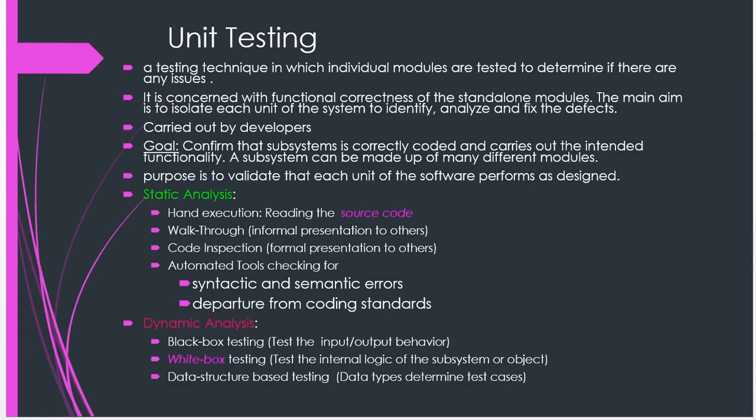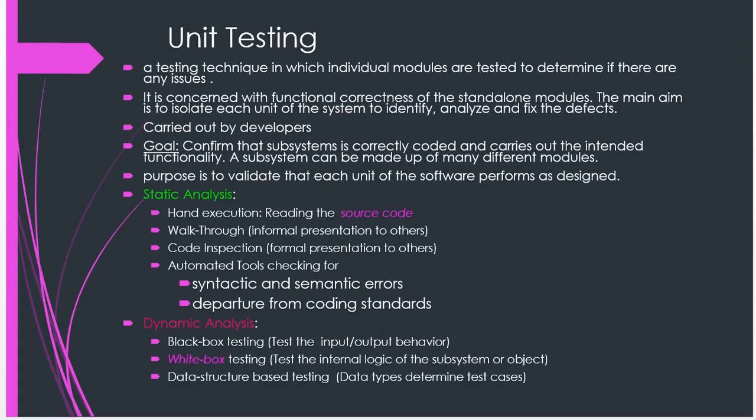So let's say you've got a system that has got a web server, a web application, it has got an application logic, it has got some database logic. So you may want to test the web application logic module on its own, test the application logic module on its own, and test the database application module on their own, so that you can actually see what the problems could be with each module, so that you can actually correct them before you deploy the system. So unit testing is done by the developers, and the goal of unit testing is to confirm that our subsystems are correctly coded and they're doing exactly what is expected of them.